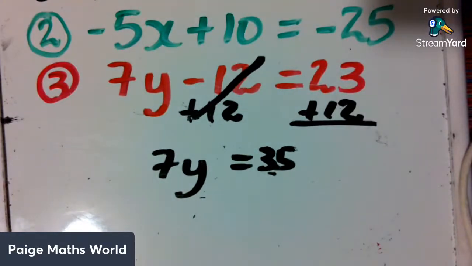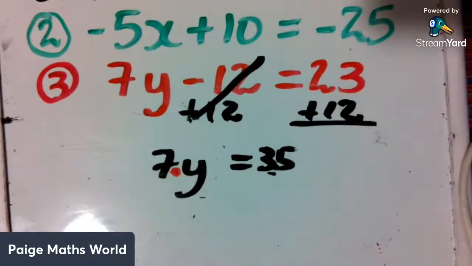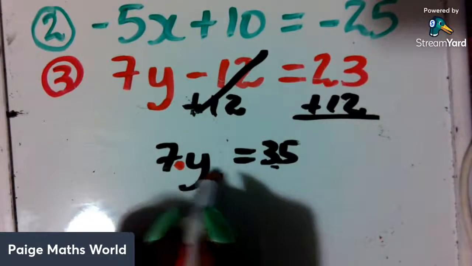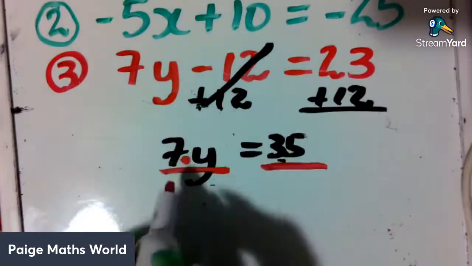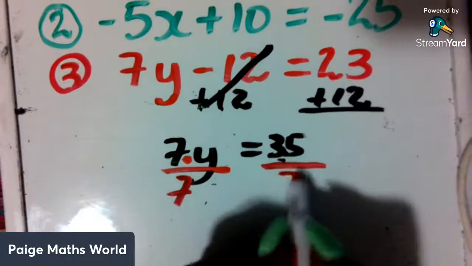Oh, welcome back, Sushi. So 7y is equal to 35. We need to get y by itself. Remember, what is happening here between these two? They are being multiplied by each other. And so in order to get rid of a multiply, we have to do the opposite of multiplying, which is dividing. And so what we want to get rid of is a 7. So we're going to divide both sides by 7.